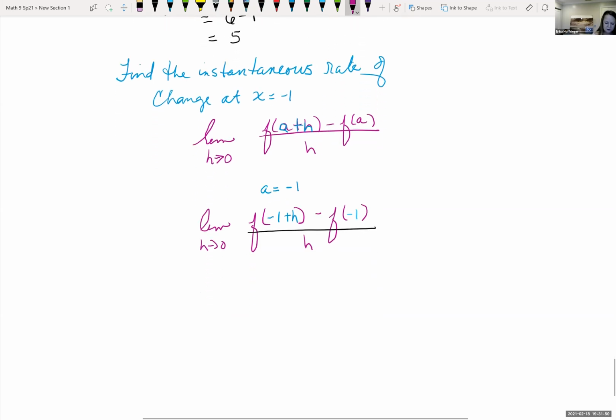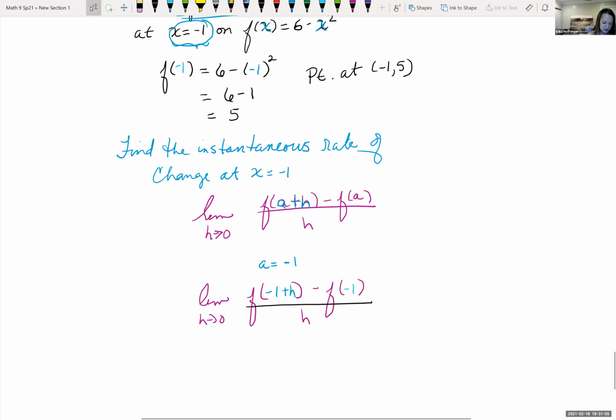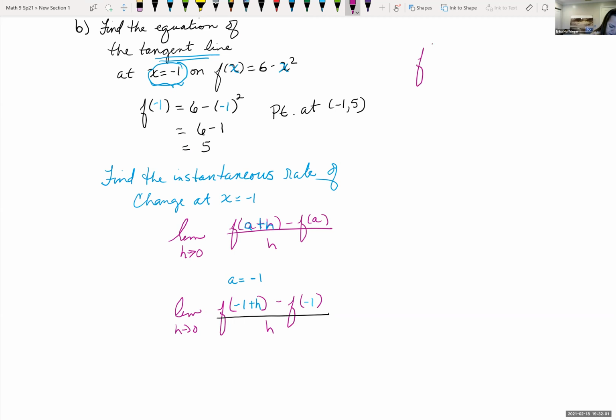If it's helpful for you, you can do this in pieces. So let's do f of -1 plus h, this first piece of our limit in the numerator. We're going to go to our function f of x, and wherever we see an x, let's first put in parentheses. So this is equal to 6 minus, I see an x there, I'm going to put parentheses big enough to put that whole expression -1 plus h, and then a square.